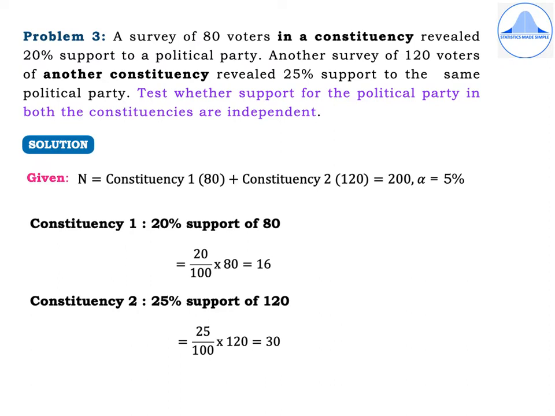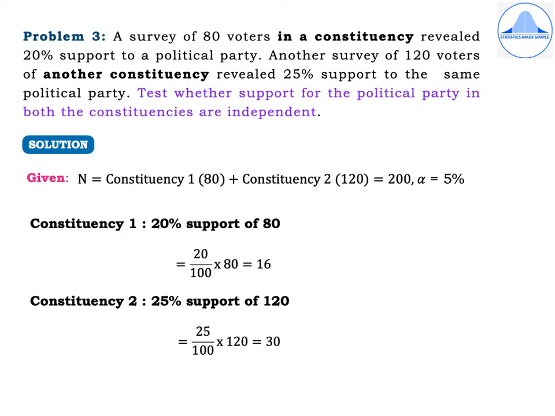Problem 3. A survey of 80 voters in a constituency revealed 20% support to a political party. Another survey of 120 voters of another constituency revealed 25% support to the same political party. Test whether support for the political party in both the constituencies are independent.